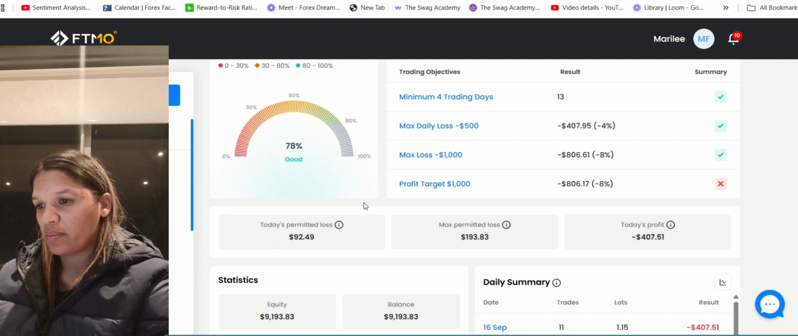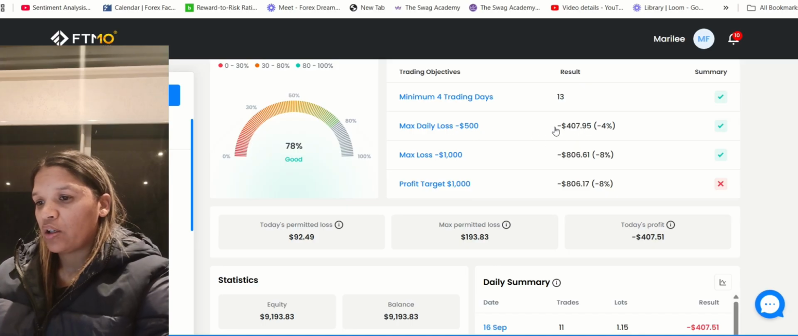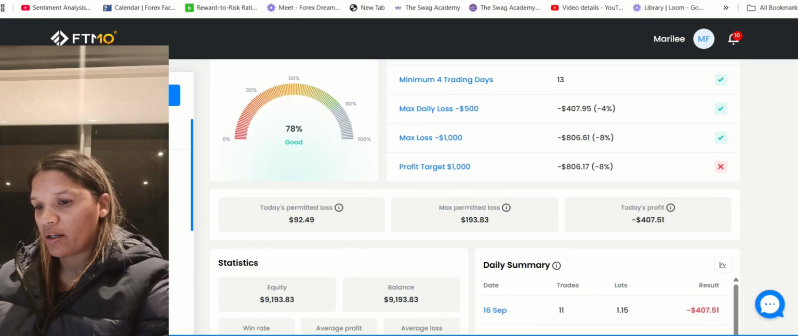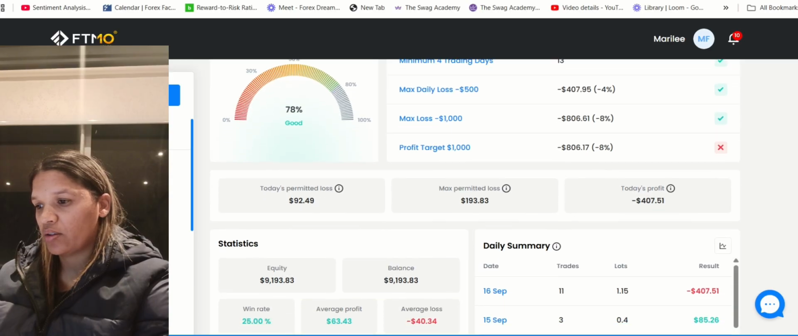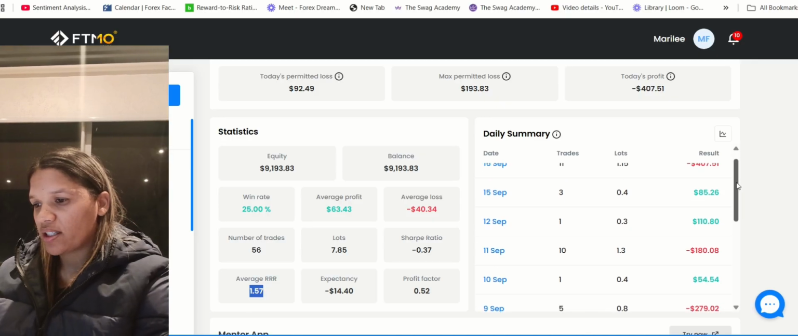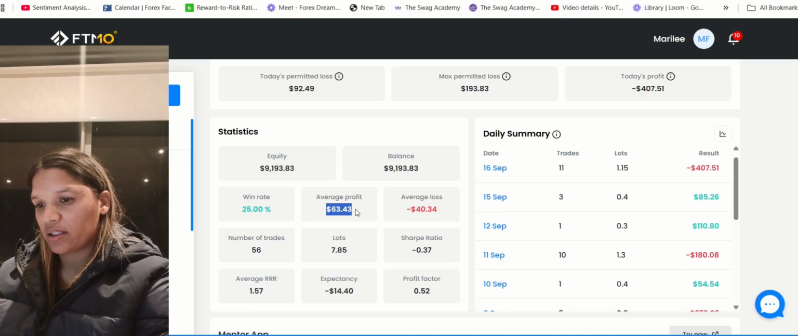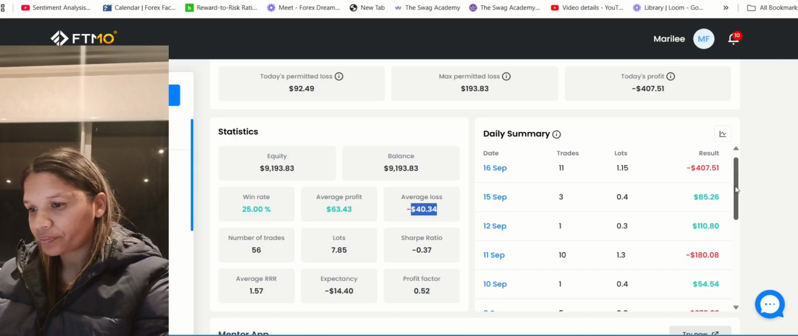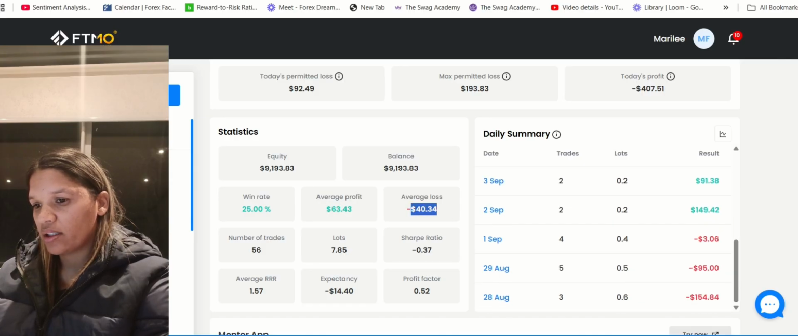The target, the maximum daily loss is 1,000. My maximum daily loss is $500, and I basically lost $407 in a day. Or that was my drawdown amount. As you can see, my win rate for this was 25%. My risk reward was 1 to 6, sorry. Average profit 63, average loss 40, but I want to start here. And you will also see I only traded one currency.